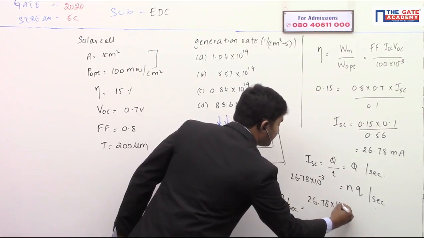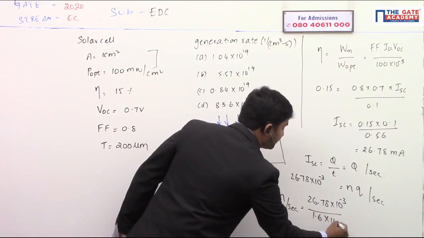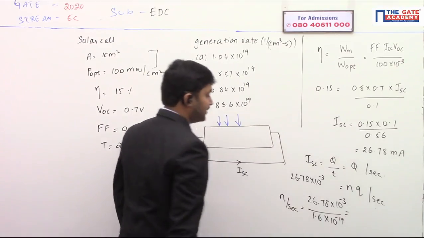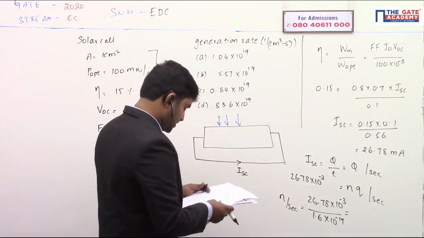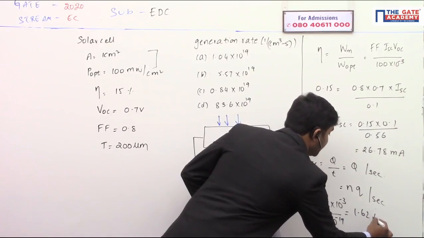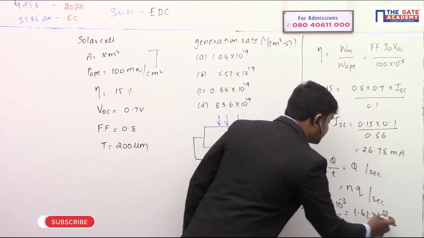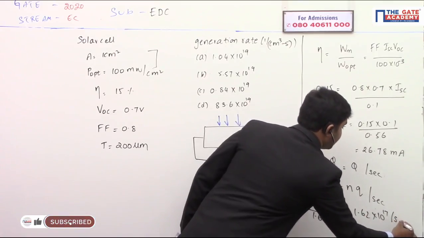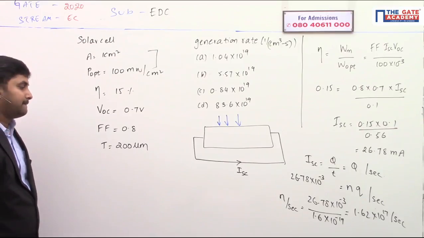26.78 into 10 power minus 3 divided by the charge of the electron, which is 1.6 into 10 power minus 19. If you solve this, you are going to get the value as 1.62 into 10 power 17 charges per second. This is the number of charges flowing per second.